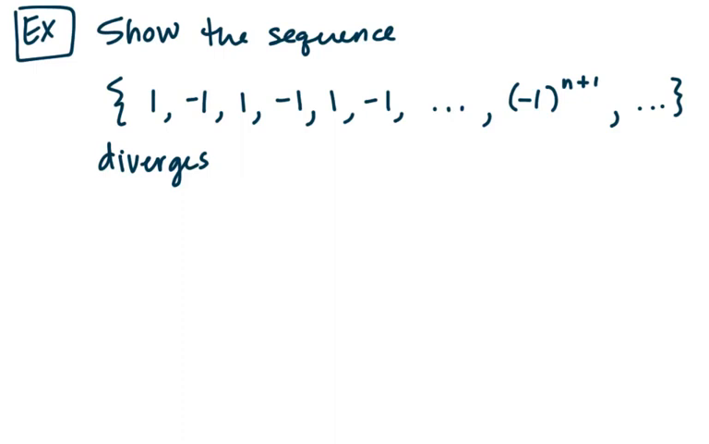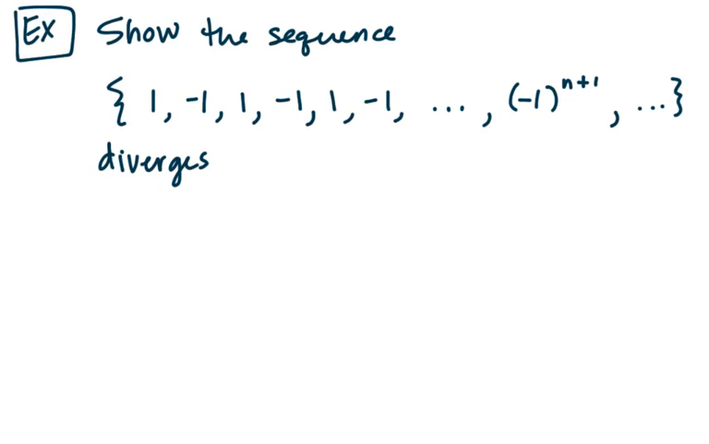So we have another example here. We're going to show that this alternating sequence, 1, negative 1, 1, negative 1, going on infinitely, where the general term is negative 1 raised to the n plus 1 power, diverges. Sometimes when we're dealing with divergence, it's easier to try to show that it converges and fail.